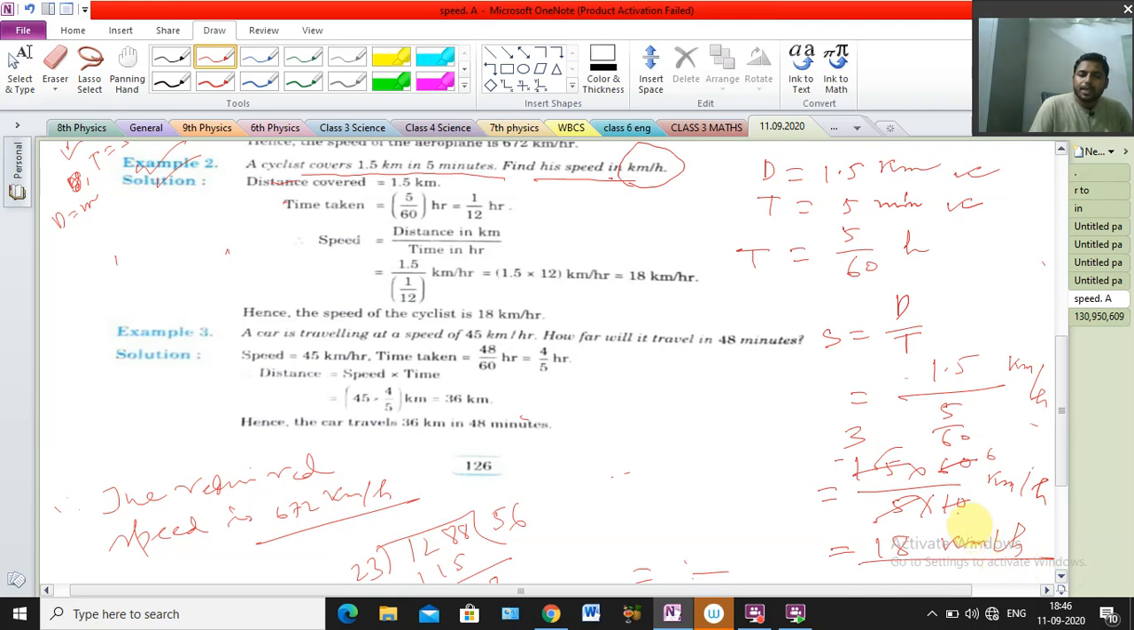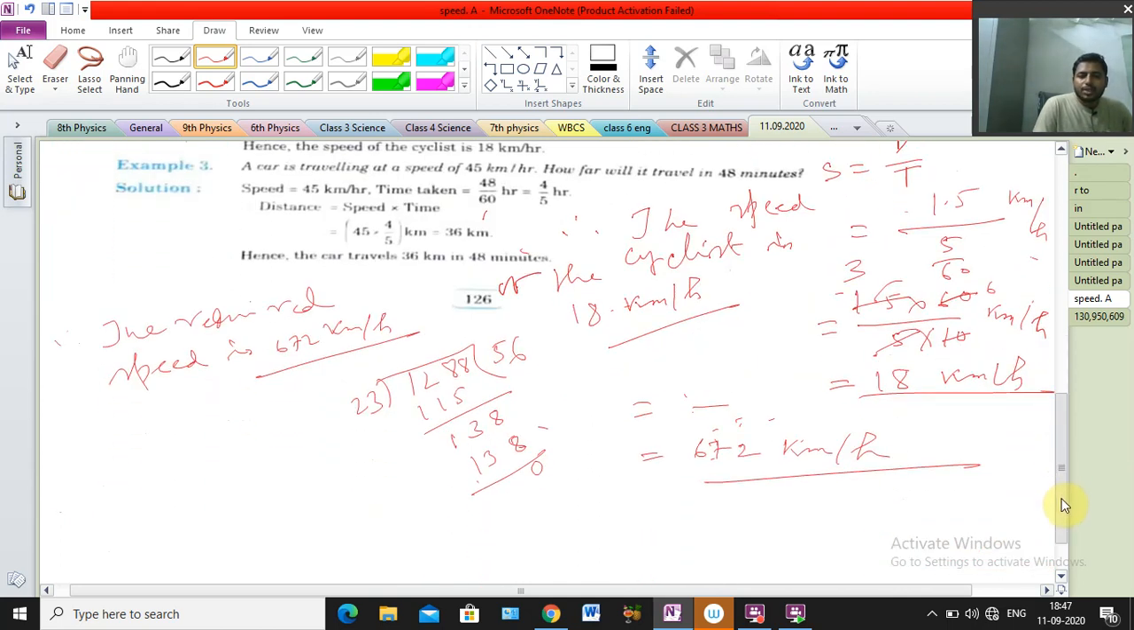Clear? Understood? Okay. Next. So therefore write the answer. Our answer will be what, sir? The speed of the cyclist is 18 kilometer per hour. Clear, everyone? Understood? Next, question number 3.